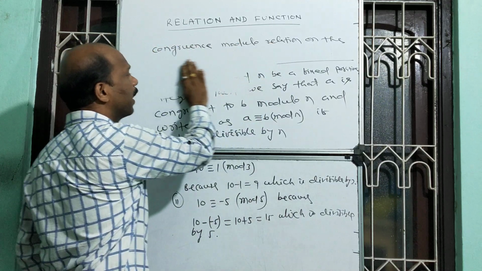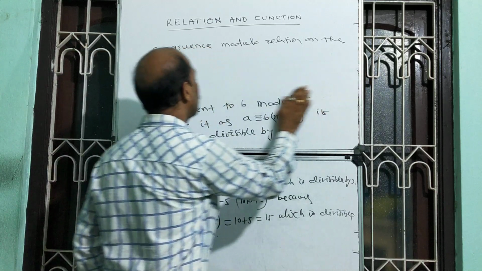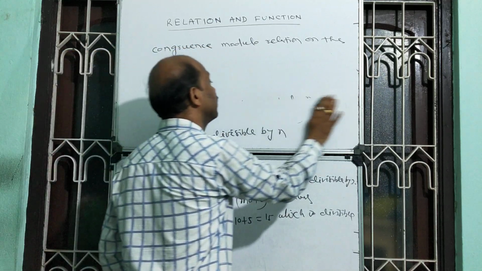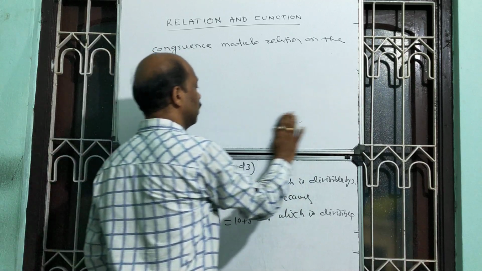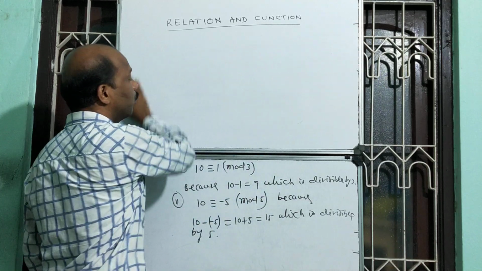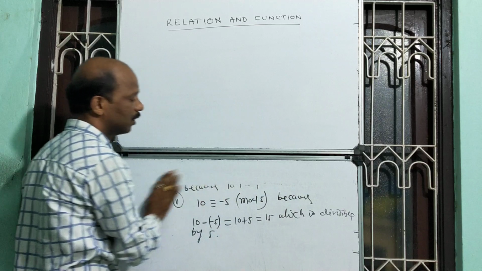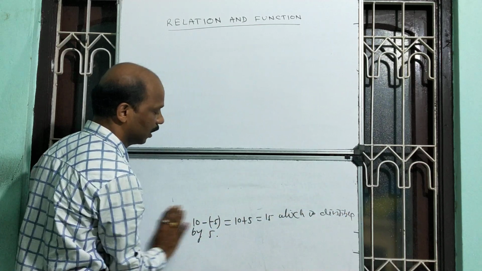That means if a is congruent to b modulo n, then we say that a is related to b. That is known as the congruence modulo relation. We prove that. That's an important problem. Now we prove that the congruence modulo relation on the set of integers is an equivalence relation.